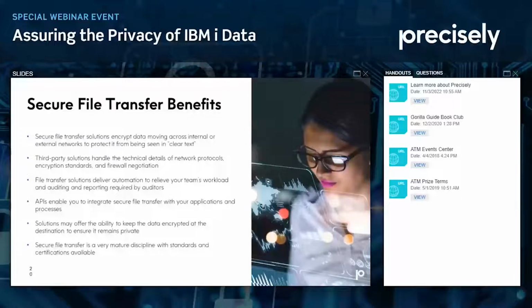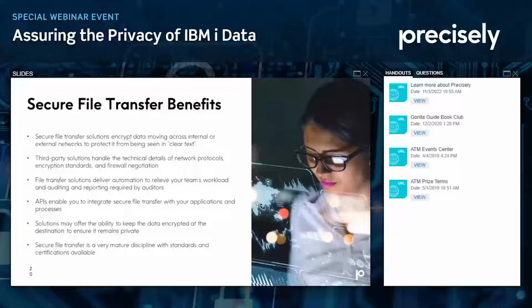Sometimes the secure file transfer piece will need the ability to keep that data encrypted as it's moving, but then ensure it remains private when it lands at the other site as well. And again, much like encryption, this secure file transfer isn't a new technology. But sometimes when people are considering the privacy of the data, people's minds generally go to encryption. I always like to make sure that we're pointing out, in the same breath, that this data in motion is every bit as important to keep in mind as the encryption of the data that's at rest on your system.